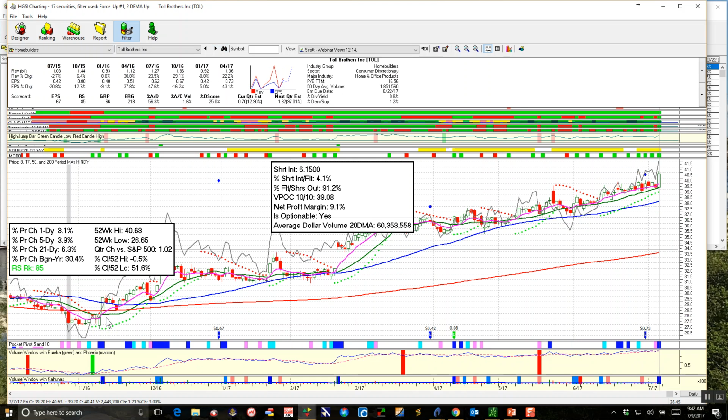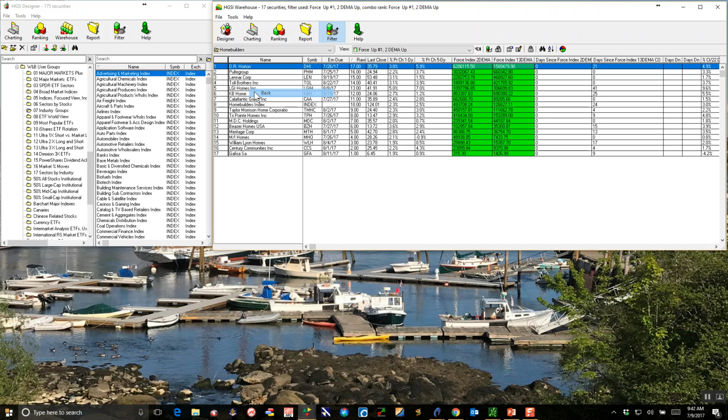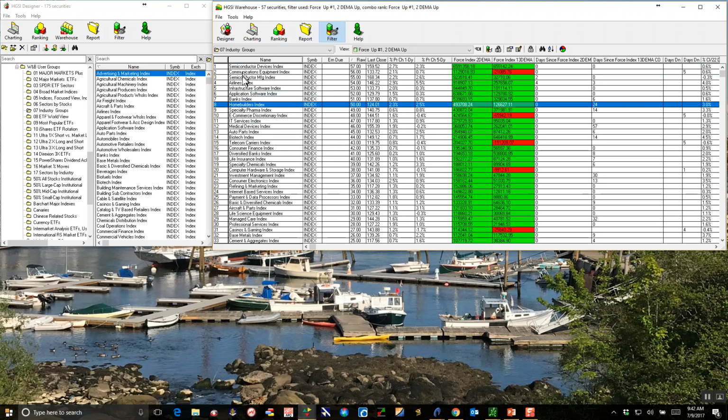This is probably one of the best charts that I've shown you today. From a low here of 27 up to 41, relatively tight, beautiful uptrend. So home builders right now I think have the best looking charts that I've shown you today.